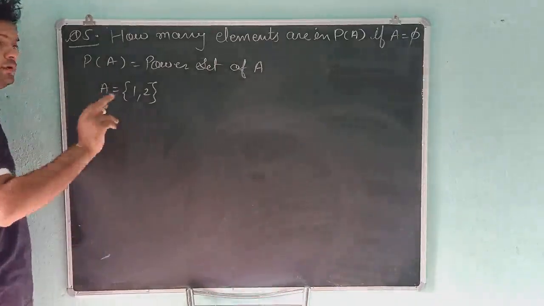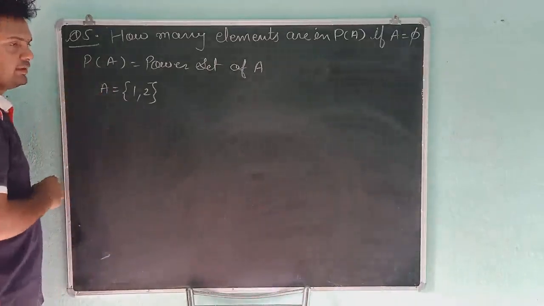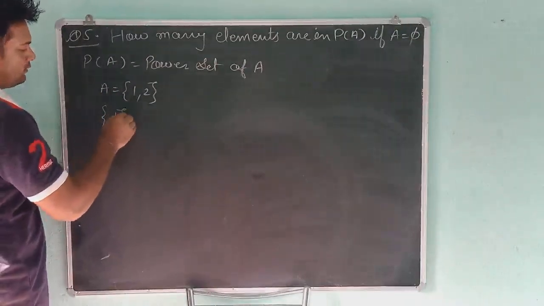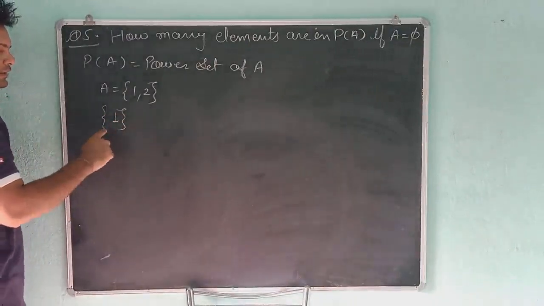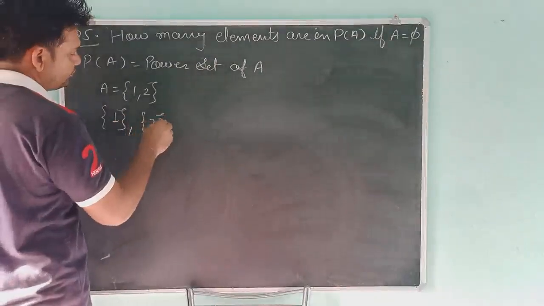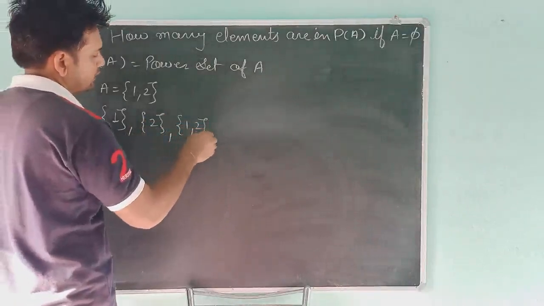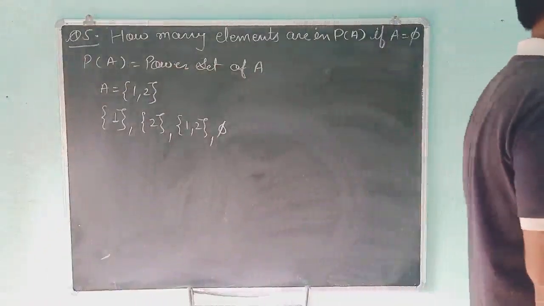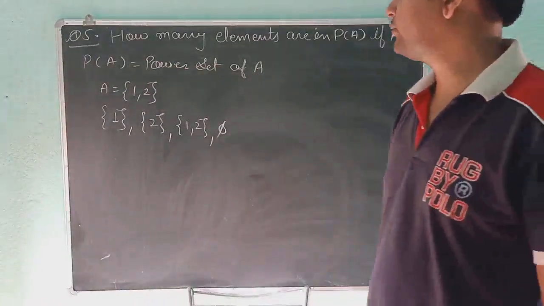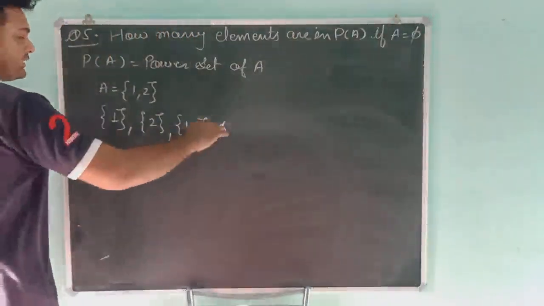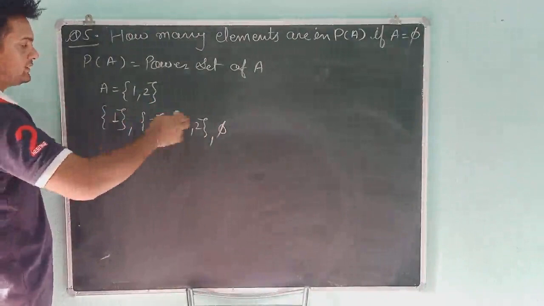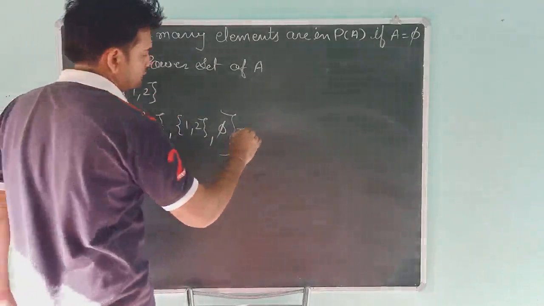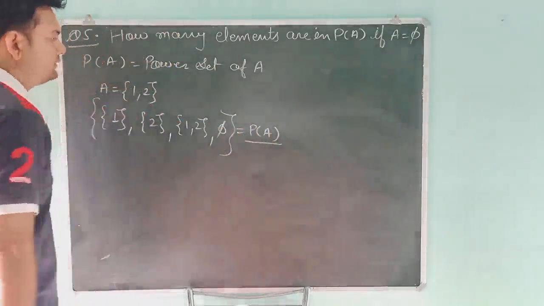So students, first of all, you will write the subsets of 1 and 2. Okay. The first subset is {1}, second is {2}, third is {1, 2}, and fourth is phi. These are 4 subsets of set A. And make a set of these subsets. This is the power set of A.